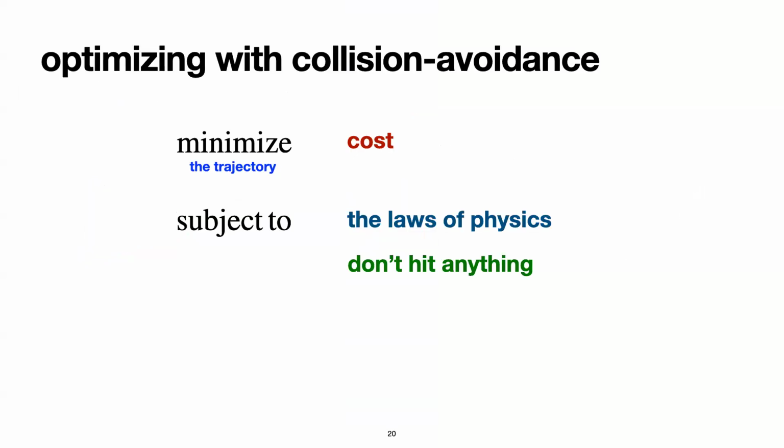So what I'm doing here is I'm basically trying to formulate my collision avoidance motion planning problem as a constrained optimization problem where I'm minimizing over some trajectory. I have a cost function, I have my normal laws of physics, and then I have this famously vague constraint of don't hit anything. I think a lot of people think that the constraint is as simple as just saying don't hit anything, but there's actually a lot more hand engineering that goes into this.